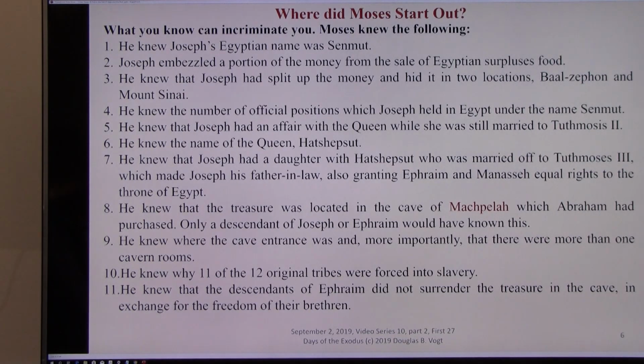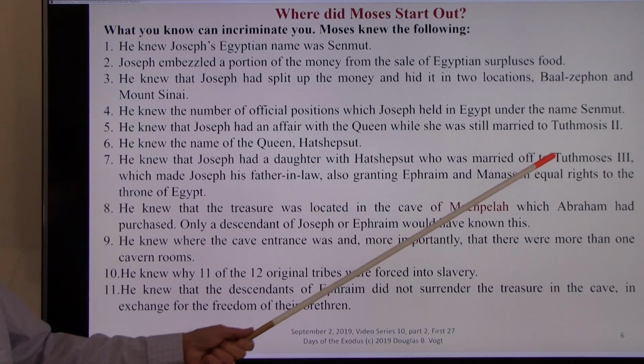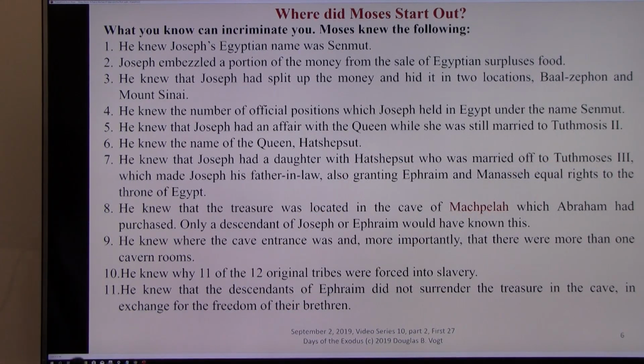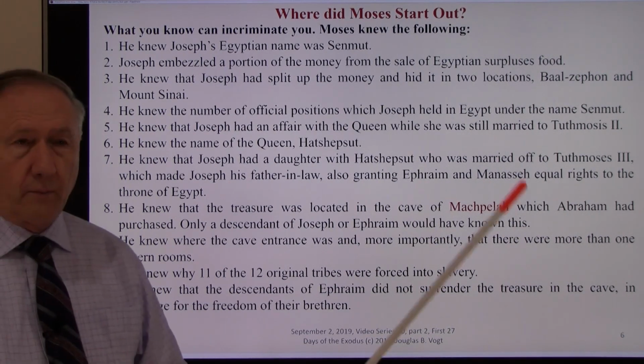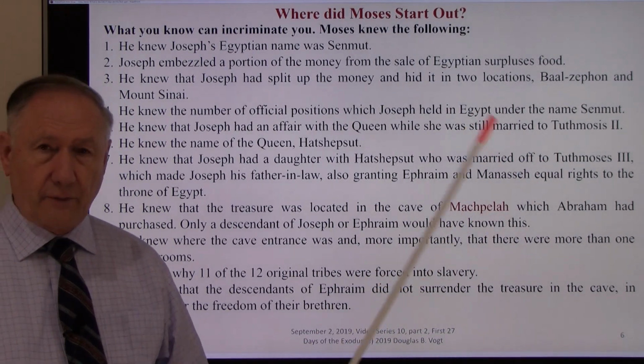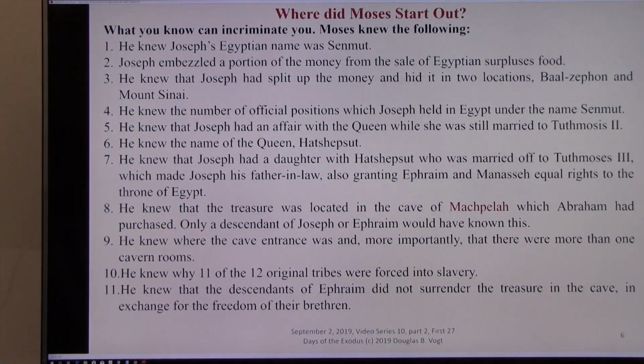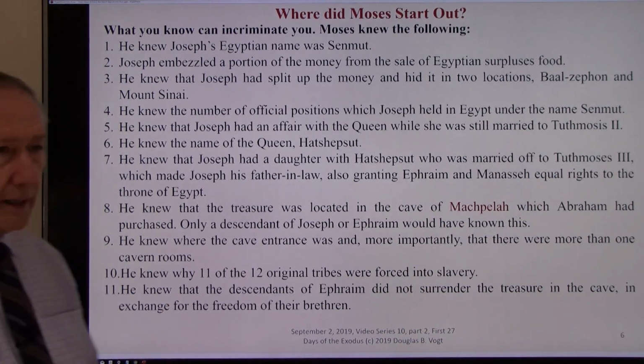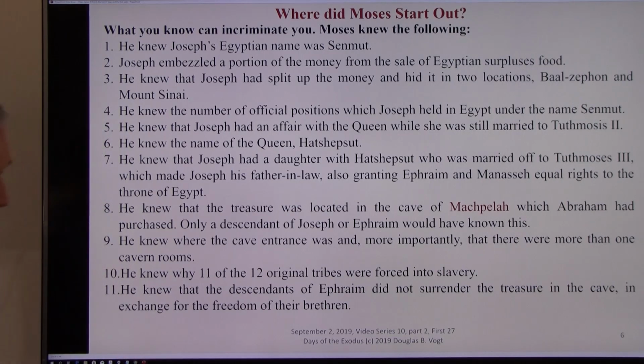He knew that Joseph had a daughter with Hatshepsut who was married off to Tutmosis III, Tutmosis II's young son, maybe 2 or 3 years old, which made Joseph his father-in-law, also granting Ephraim and Manasseh equal rights to the throne of Egypt. Now you understand why Moses was raised in the Pharaoh's household. By the way, I covered that in part 1 of this series.